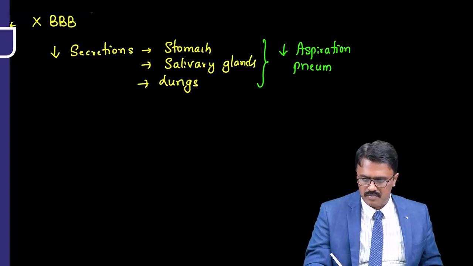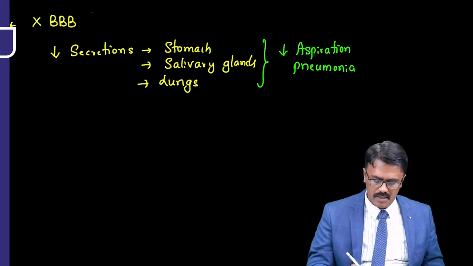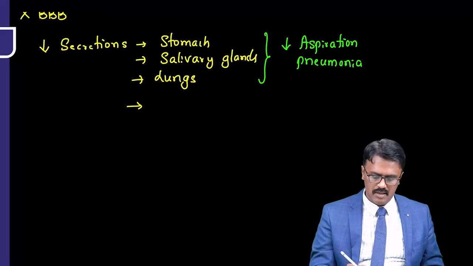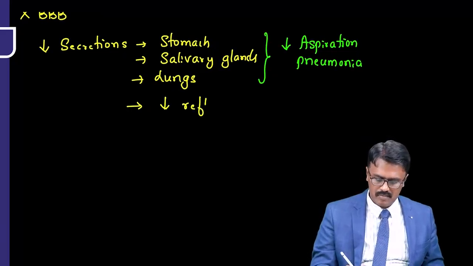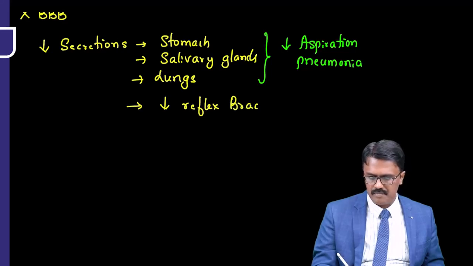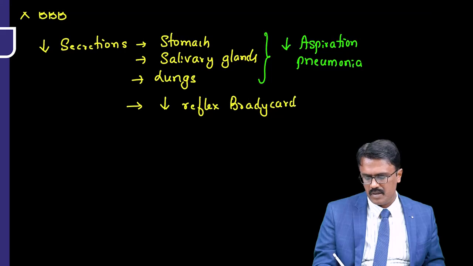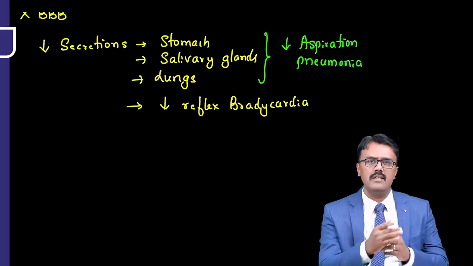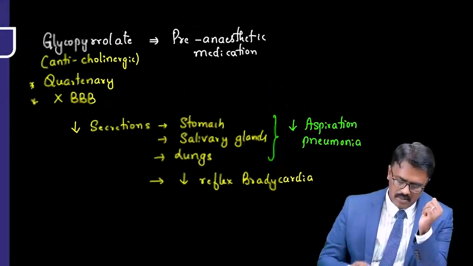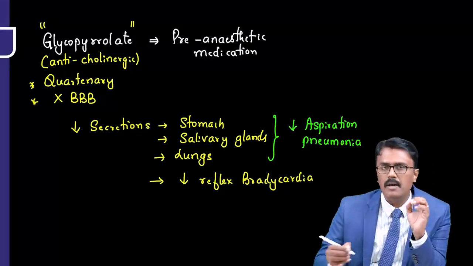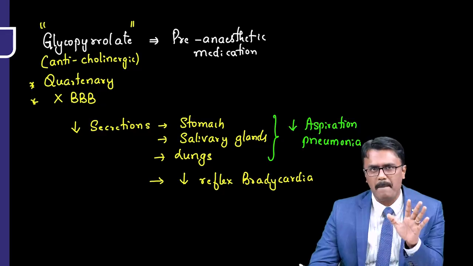That is one advantage. The second important advantage is that the drug decreases reflex bradycardia. What do you mean by that? When we are doing surgery, sometimes the vagus gets stimulated, and vagus is cholinergic, so bradycardia can happen. So how do you overcome that? When we already have an anticholinergic drug, they cause tachycardia and they can overcome this. That is the reason the drug glycopyrrolate is preferred as pre-anesthetic medication.